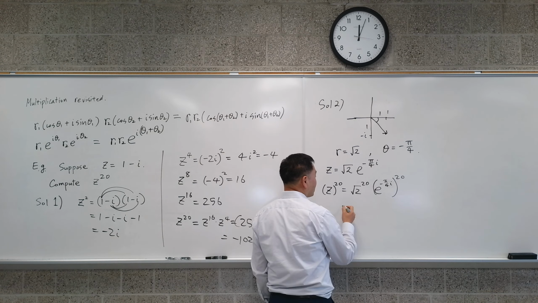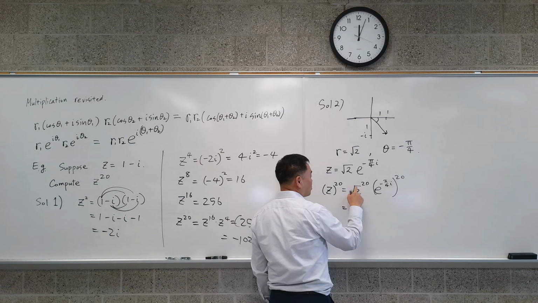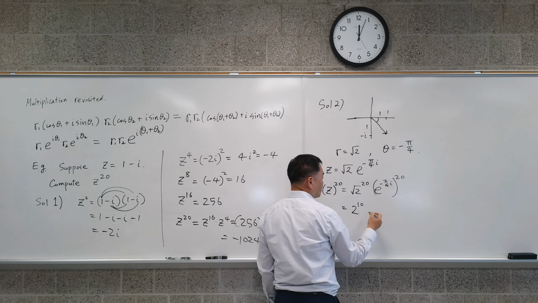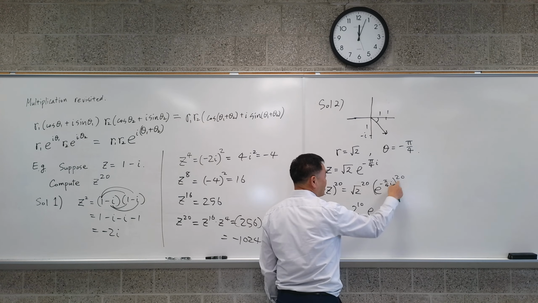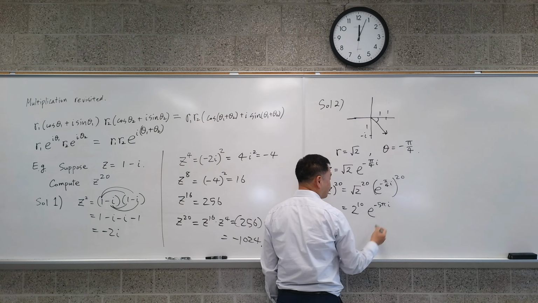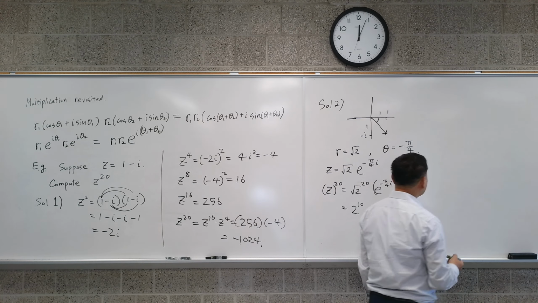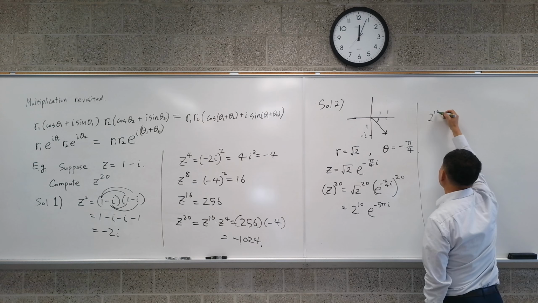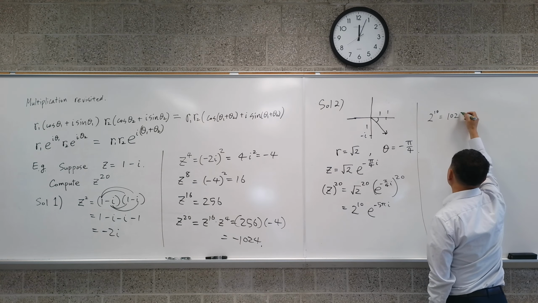Okay, so what are we getting? The square root is the half power, so this is 2 to the 10th power. And 20 divided by 4 is 5, so it's going to be negative 5 pi i. And then what is 2 to the 10th power? 1024.